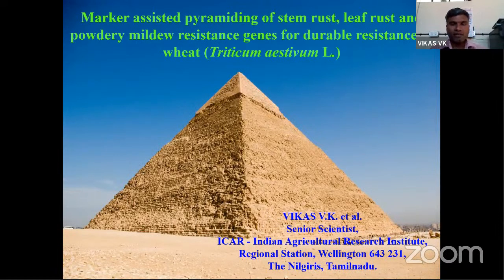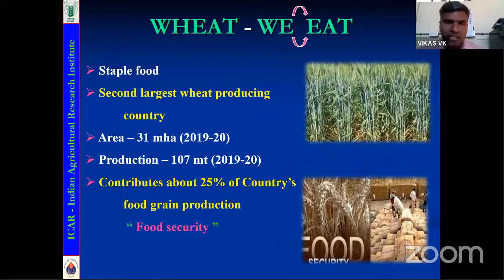And wheat, as you know, wheat, that's what we eat. It's a staple food of India, and India is the second largest producing country with an area of 30 million hectares and a production of 107 million tons. It contributes around 25% of the country's food grain production, which is highly essential for food security. So that's the good part.